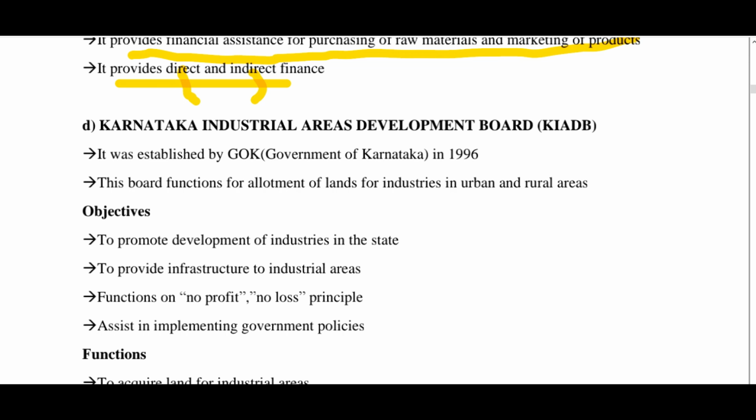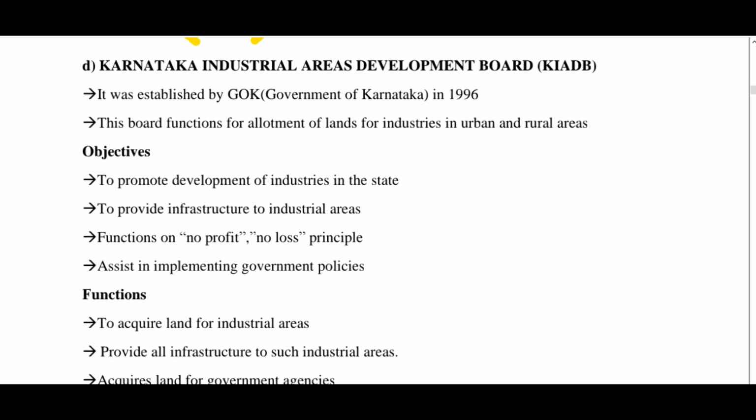The board functions in allotment of land for industries in urban and semi-urban areas. The objectives are to promote development of industries in the state of Karnataka, and to provide infrastructure to industrial areas, like road, water, electricity, etc. It functions on a no profit, no loss principle.